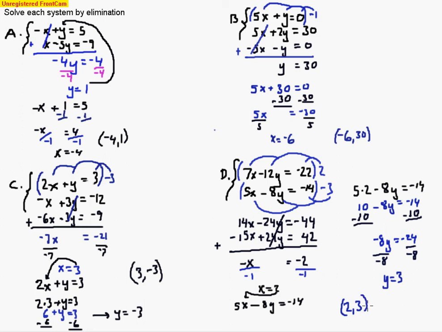It's a lot nicer. It makes the problems go a lot faster. The only tough part is the substitution. The next step, once you find the first variable, the substitution on finding the second variable sometimes takes a little bit longer, like letter D did.